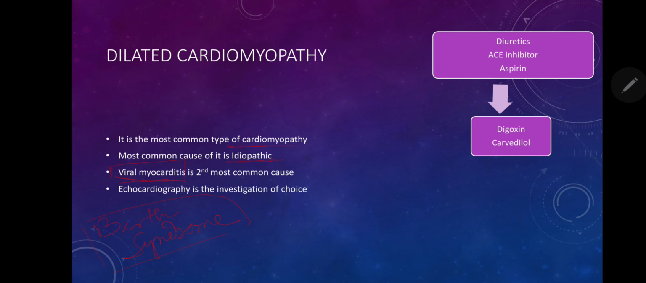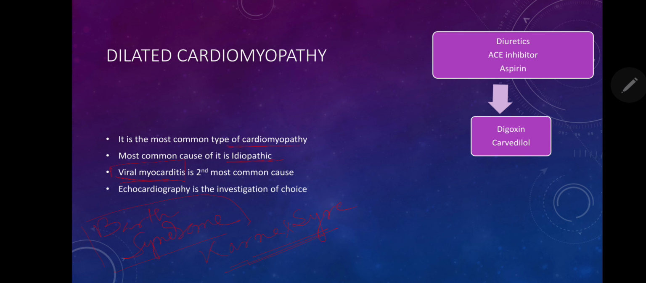Next is Kearns-Sayre syndrome. In Kearns-Sayre syndrome, we find progressive ptosis and external ophthalmoplegia along with abnormal retinal pigmentation and dilated cardiomyopathy. So these are the congenital syndromes mainly associated with cardiomyopathy. First is any type of muscular dystrophy, and also any storage disorders such as mucopolysaccharidosis and glycogen storage disorders, or hyperthyroidism, which may be associated with dilated cardiomyopathy.